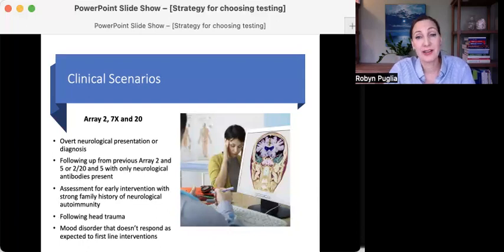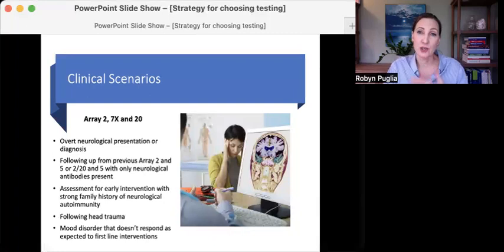I would also be considering this bundle if you are working with somebody with a mood disorder that doesn't respond as expected to first-line interventions. So we want to go ahead and see if there's any immune involvement in the mood disorder, especially if they're not responding to the usual interventions.